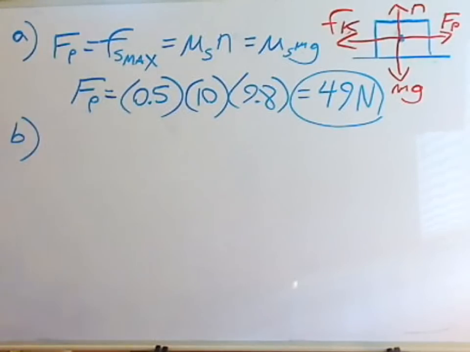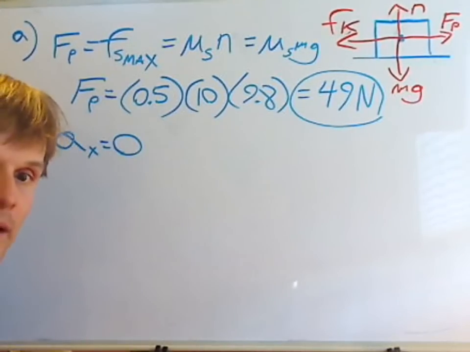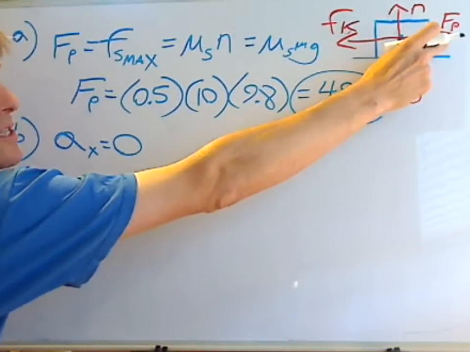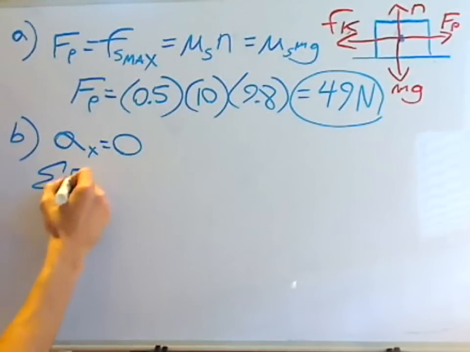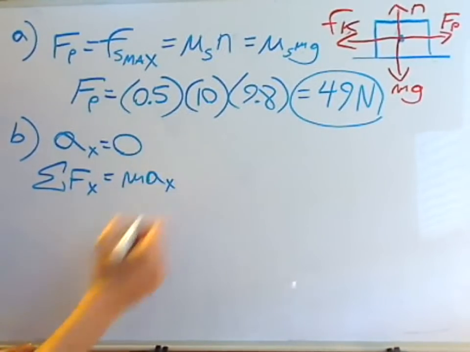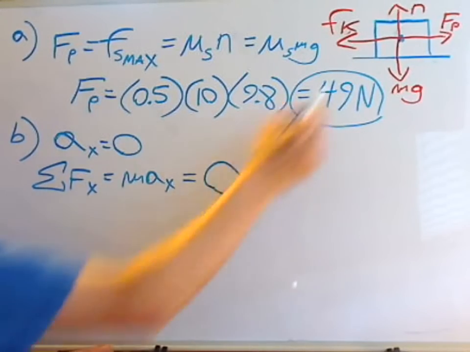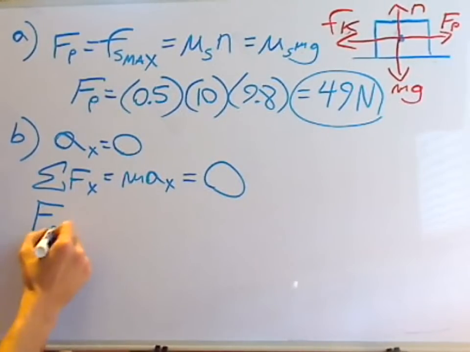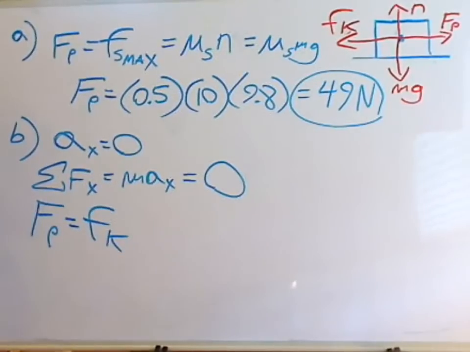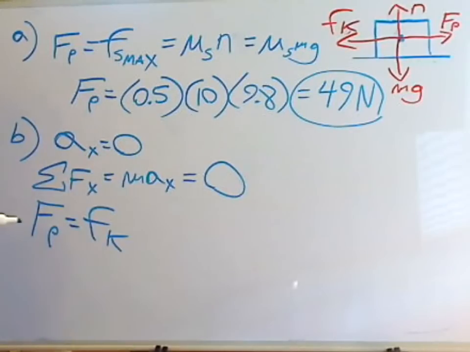If it's constant speed, that means that our x acceleration is 0. So if that's the case, then our push force has to exactly match kinetic friction, because the sum of all the x forces is mass times x acceleration. The x acceleration is 0, so all our x forces have to add up to 0. So the push force equals kinetic friction. That'll keep this box moving at constant speed across the floor.